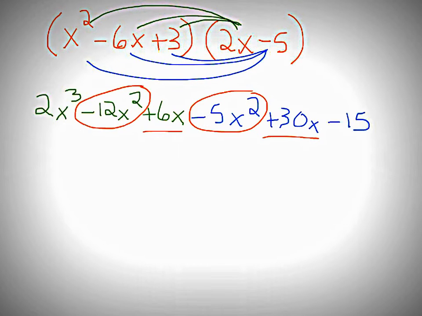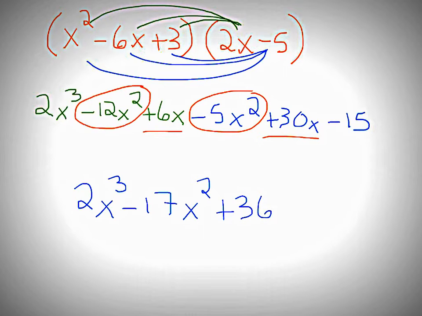If you want to multiply your trinomial to your binomial, or you can think about going backwards and multiplying the 2x to everything in the trinomial, and then multiply the negative 5 times everything. So go ahead and pause the video and try this one on your own, and then come back and check your answer. So after you distribute everything and combine like terms, you should get 2x to the third minus 17x squared plus 36x and then minus 15.